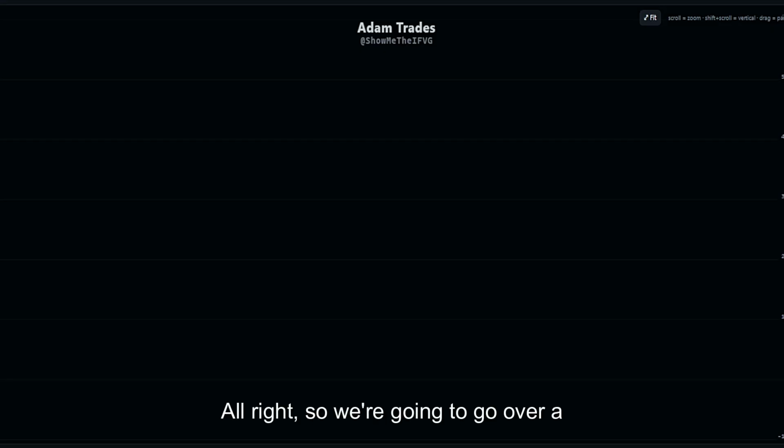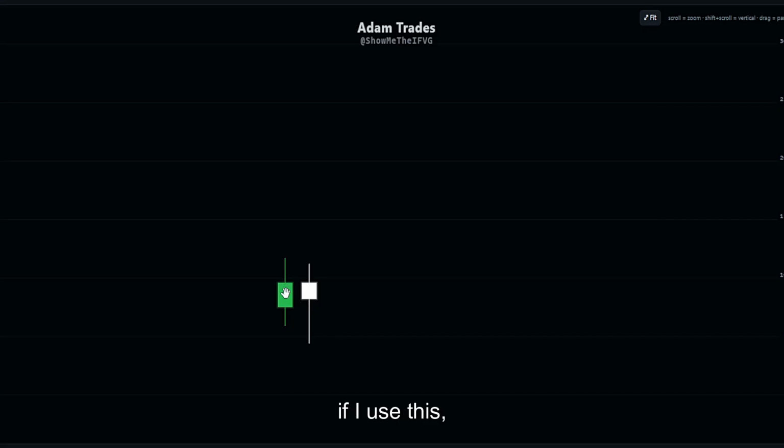All right, so we're going to go over a really easy way to figure out what the next candle is going to be. So we're going to look at the previous candle as well as where the current candle closed. All right, so we'll play a couple of these candles out real quick. Let's get some context. Okay, so if I use this, just closed.